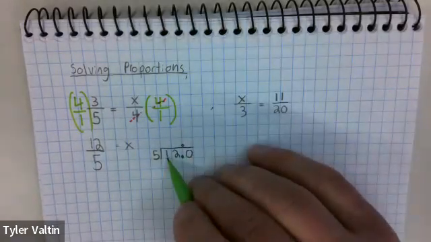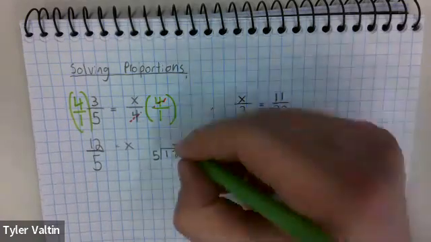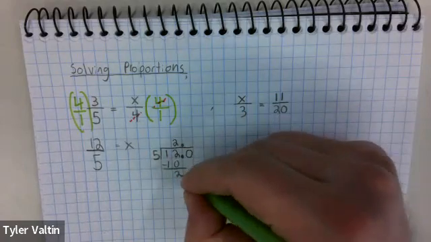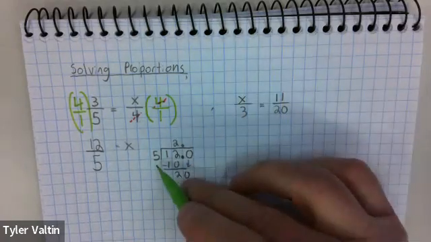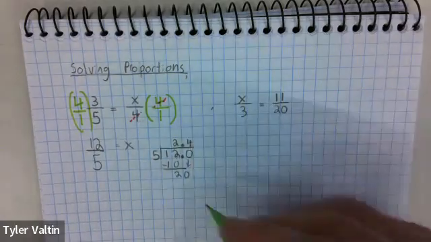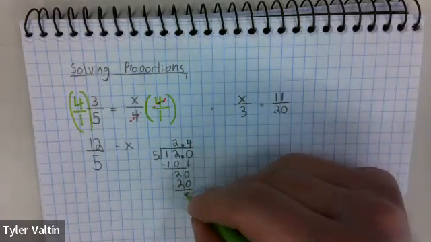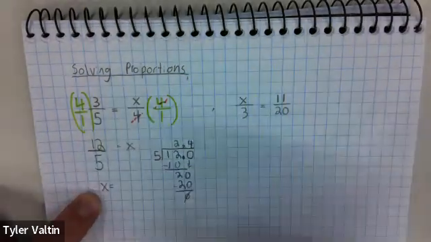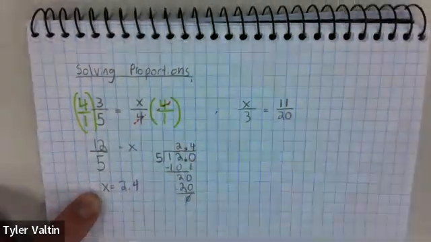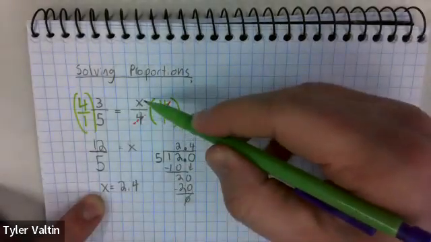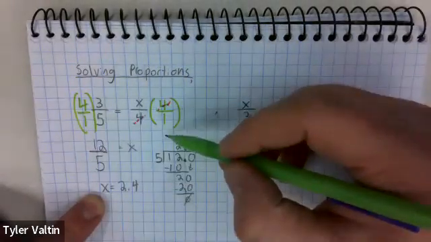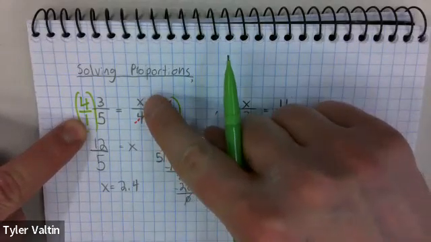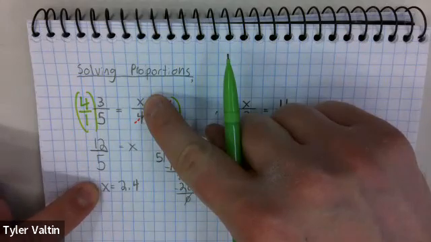So 5 doesn't go into 1, it goes into 12. 2 times 5 is 10. Subtract, I've got 2 left over, bring down the 0. 5 goes into 20 4 times. And I am done because I have nothing left over, nothing to bring down. So x, in this case, is 2.4. That's the x that if I plug it back up here, I will end up with equivalent ratios. And I'm basically solving for x. I'm solving for the proportion here by figuring out what x needs to equal. And that in this case is 2.4.